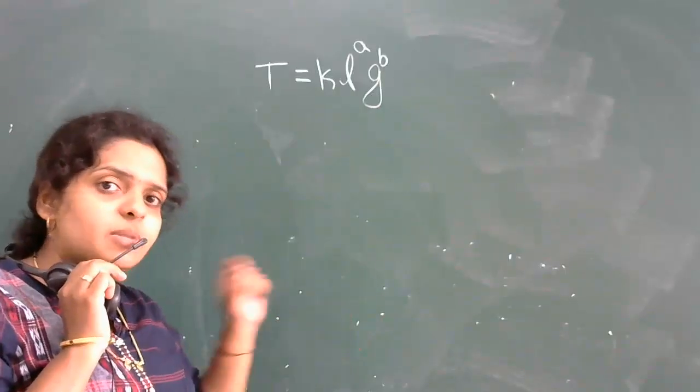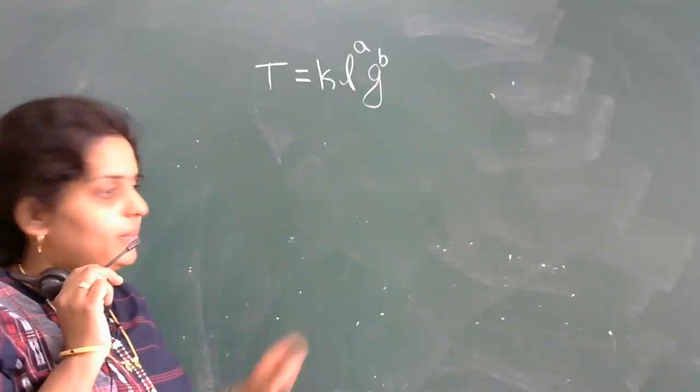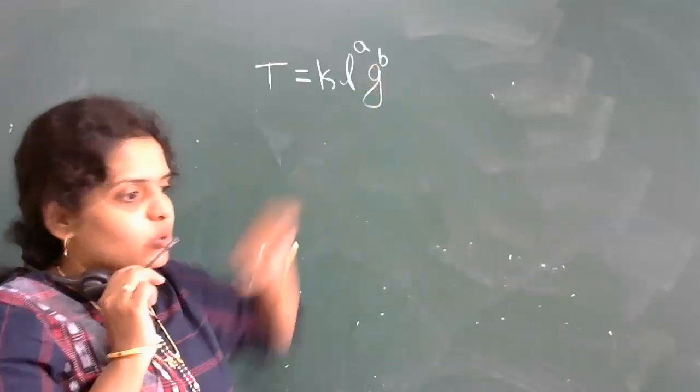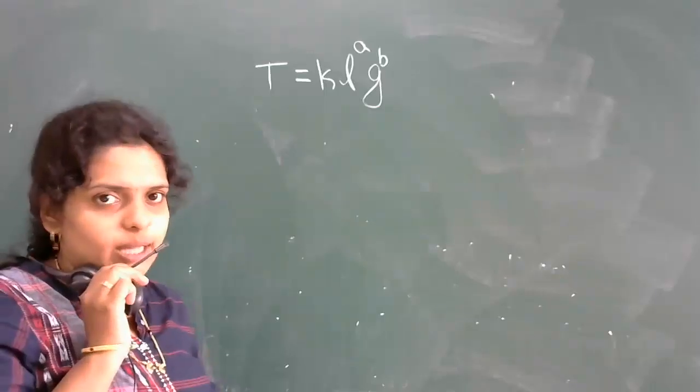Because we don't know in the relation what you are deriving, whether we will get any constant terms or not, that we don't know. Therefore I am taking it as K, L raised to A, G raised to B. Okay, so this is the question they have given.